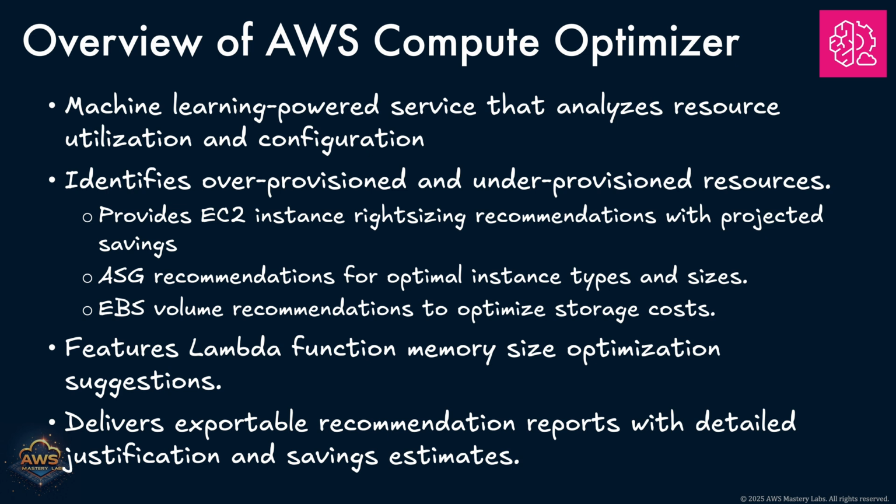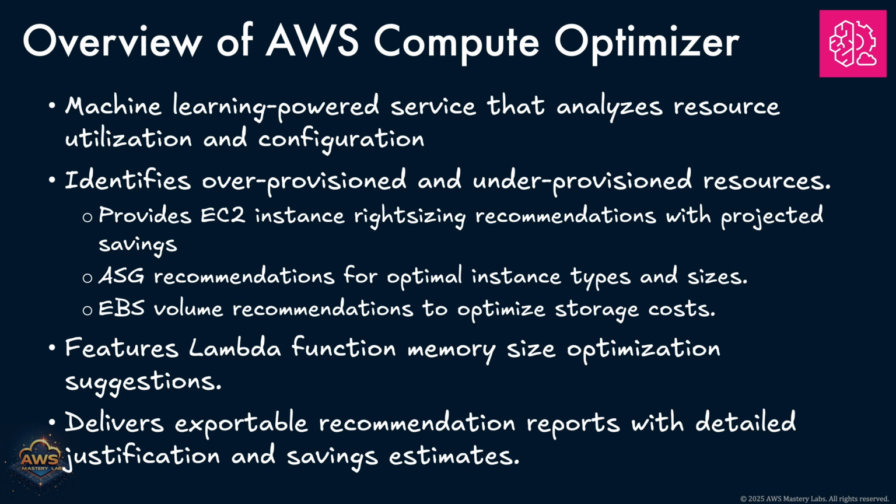It's a powerful, machine learning powered service designed to help you strike the perfect balance between performance and cost. Compute Optimizer works by analyzing your resource usage patterns, how your EC2 instances, EBS volumes, auto-scaling groups, and even Lambda functions are performing over time. It looks at metrics like CPU utilization, memory usage, disk I/O, and more, and uses that data to offer actionable recommendations for improvement.